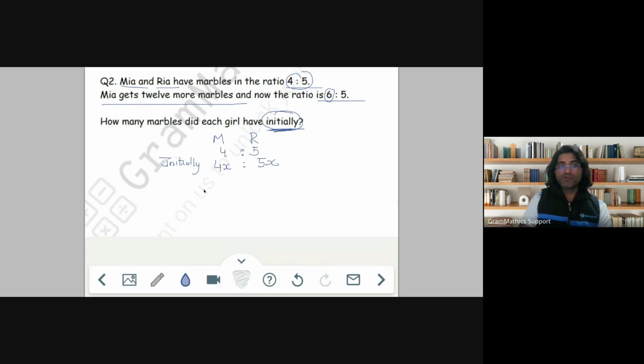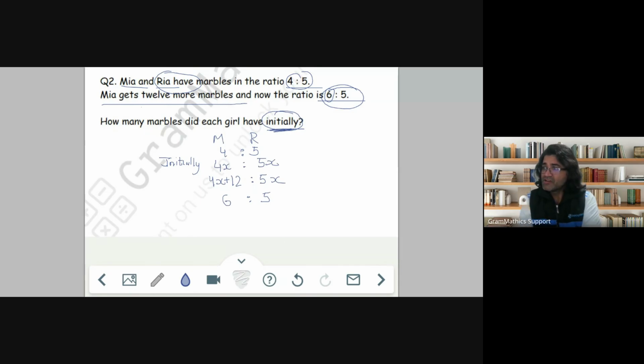Now Mia gets 12 more marbles. So she has 4x plus 12. No change to Ria's marbles. Yeah? So Ria's marbles remain 5x. What does the ratio change to? The ratio changes to 6 and 5. So now this is the same as 6:5. Fine? Are we all good?